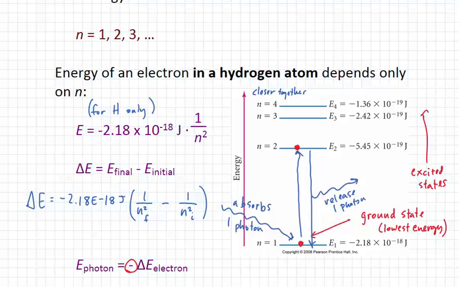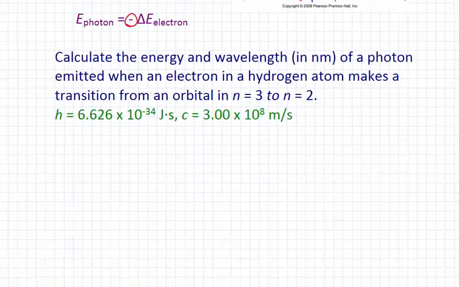So now, because of this, we could calculate how much energy a photon would have if that photon was given off by a certain transition, or we could calculate how much energy a photon would need to cause a certain transition. Okay? Let's look at this problem right here.